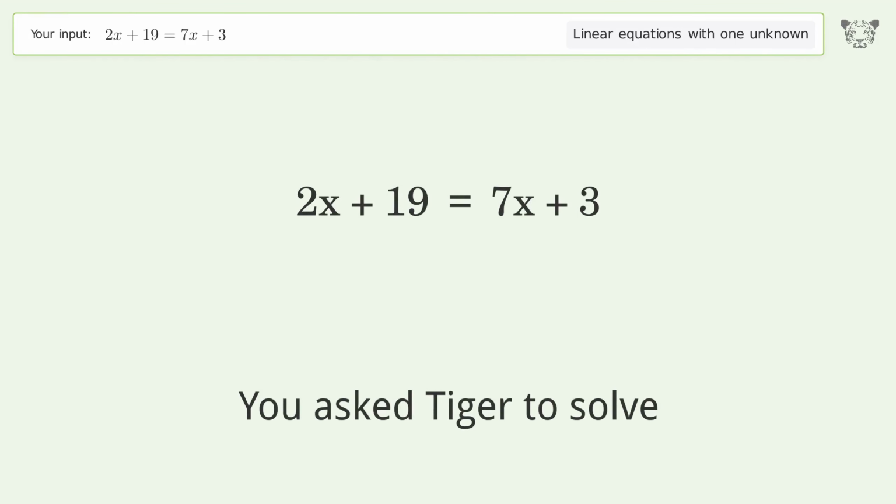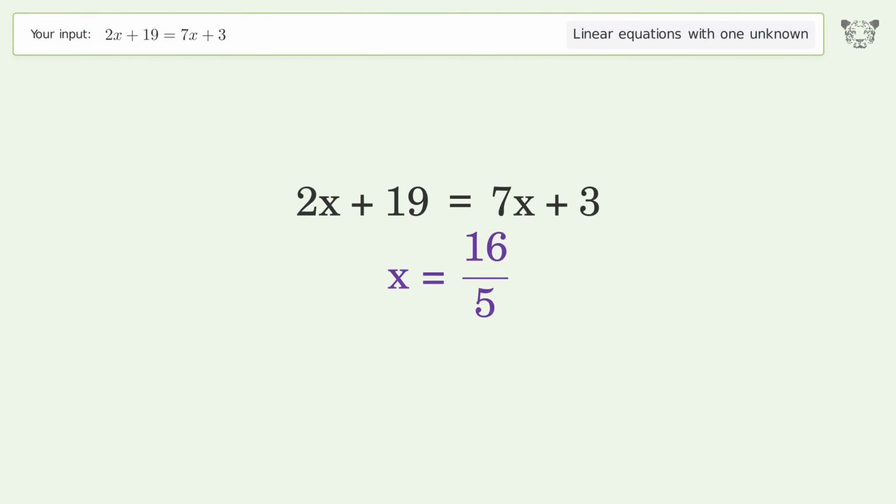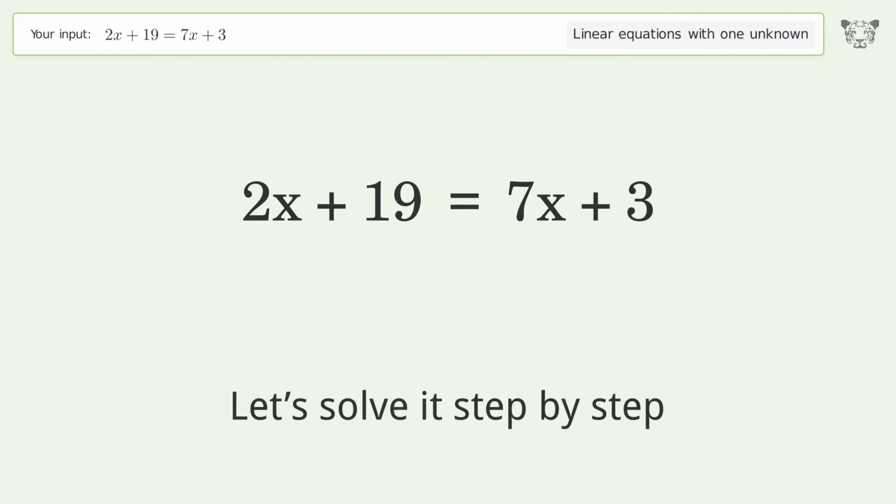You ask Tiger to solve this. This deals with linear equations with one unknown. The final result is x equals 16/5. Let's solve it step by step.